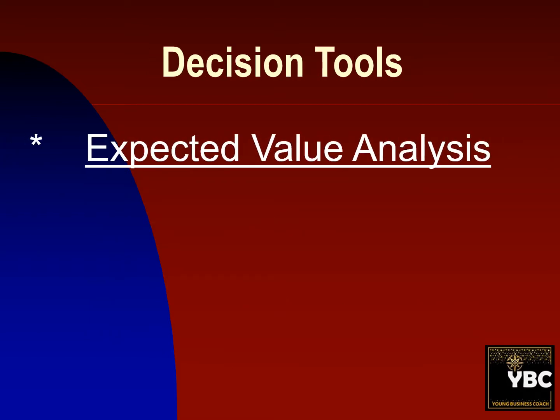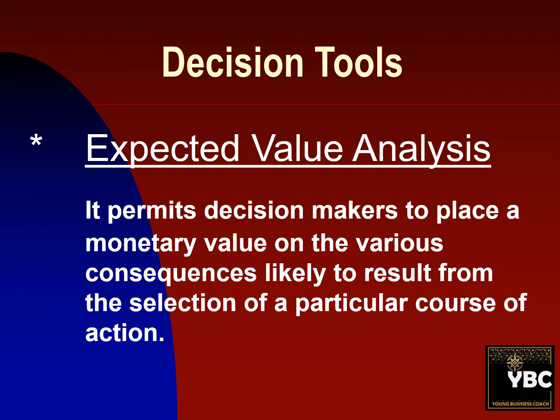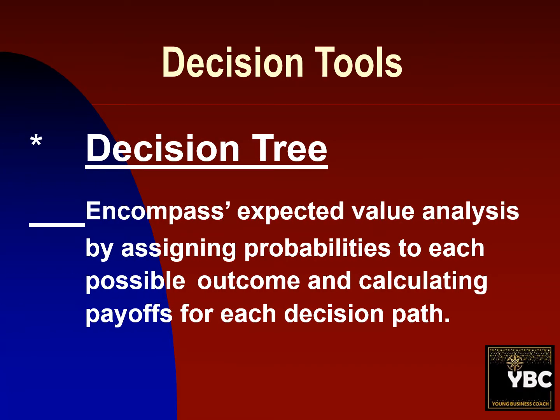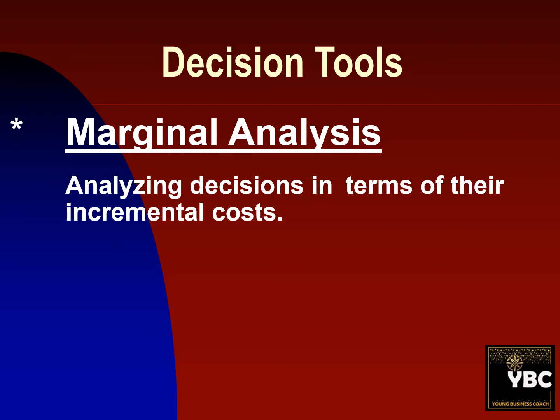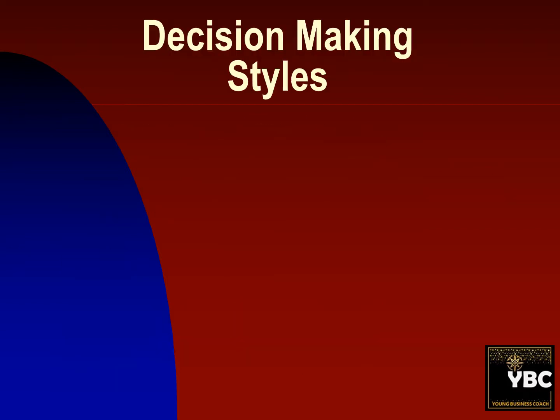Decision rules. Expected value analysis: it permits decision makers to place a monetary value on the various consequences likely to result from the selection of a particular course of action. Also, decision tree: encompass expected value analysis by assigning probabilities to each possible outcome and calculating payoffs for each decision path. Decision tools. Marginal analysis: analyzing decisions in terms of their incremental costs. MIS: a mechanism to provide the manager with needed and accurate information on a regular and timely basis.